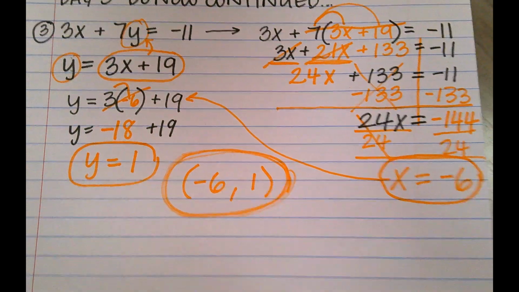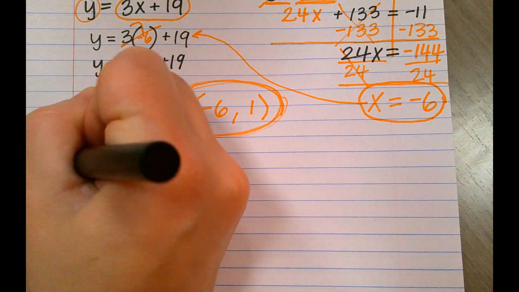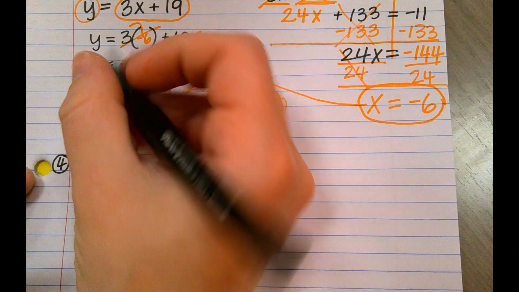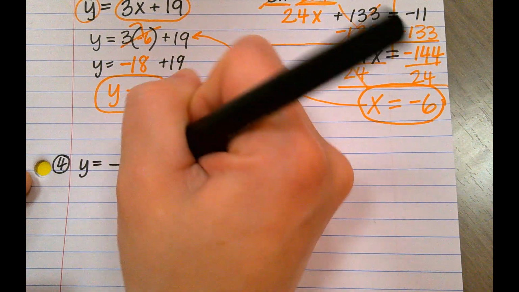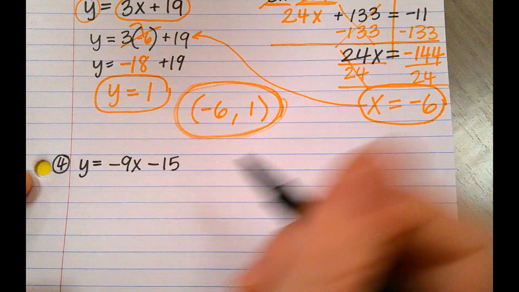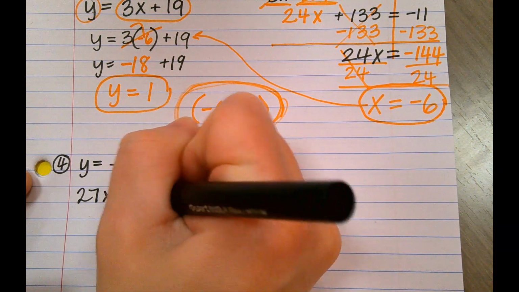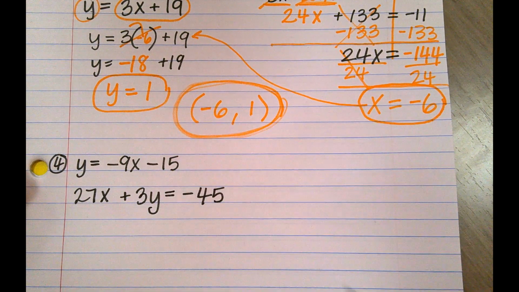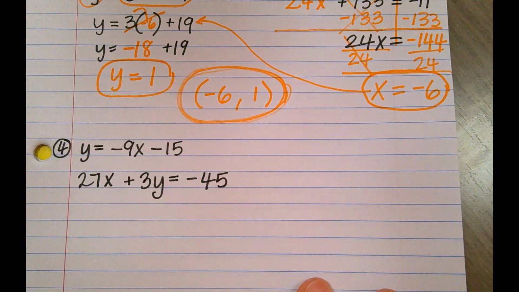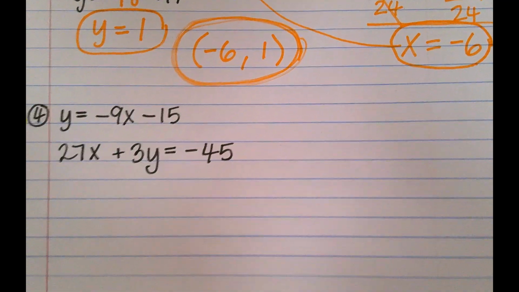Okay, so let's look at number 4, the last one that I wanted you to try today. I'm going to copy that problem down here. We have 2 equations, y equals negative 9x minus 15, and then we have 27x plus 3y equals negative 45. This one looks a little tricky. Got some bigger numbers in there, some negatives.